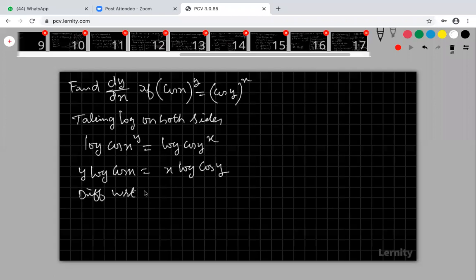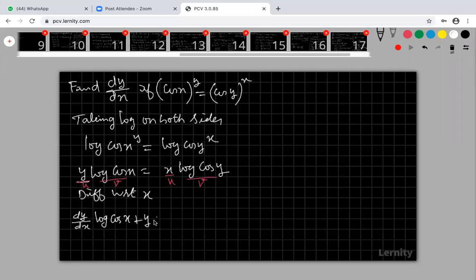Now differentiate with respect to x. So apply UV formula, left hand side also apply UV formula, right hand side also apply UV formula. Okay. So what is my UV formula? U dash V. U dash means dy by dx, into V. V means log cos x. I'm just applying the product rule. Dy by dx into log cos x plus, okay, my y, keep it as it is.